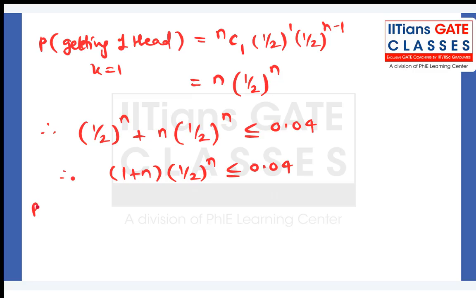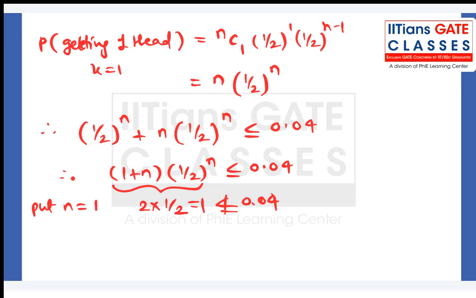So put n equal to, let's say, 1. So in that case, this becomes 2 into half, right? So that is 1. Okay, so this is not less than or equal to 0.04.